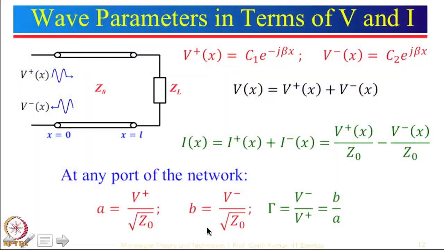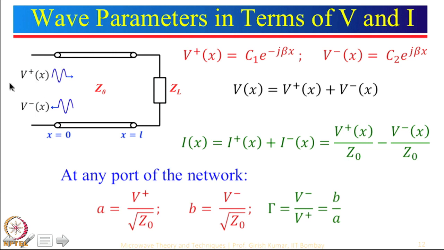So now we want to actually see how ABCD parameters can be related with S parameters. For that, we are going to define these waves in terms of voltages and currents. So let's just see first a simple transmission line which has been terminated with the load impedance ZL. This particular thing we have done earlier also when we were talking about transmission line. So here we can say that this is the incident wave, which is shown by the sign plus, and this is the reflected wave, which is shown by a sign minus, okay. So you can say incident wave, reflected wave, okay.